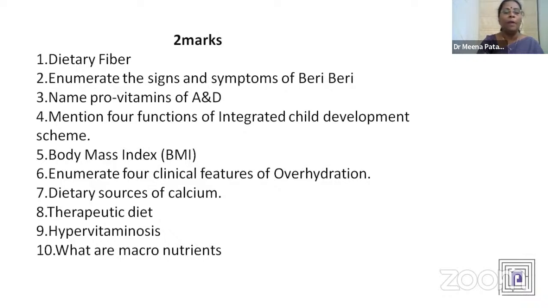Okay. Then hypervitaminosis. What does that term mean? And when does it occur? For which vitamins does hypervitaminosis occur? We must give examples. Then what are macronutrients? And do not just write. First, write the definition of macronutrient, then carbohydrates, proteins, one function, importance in the daily diet or for the body, and then you're done.